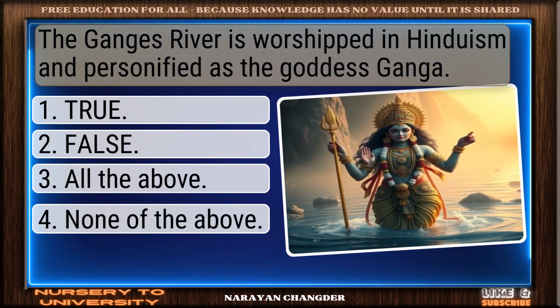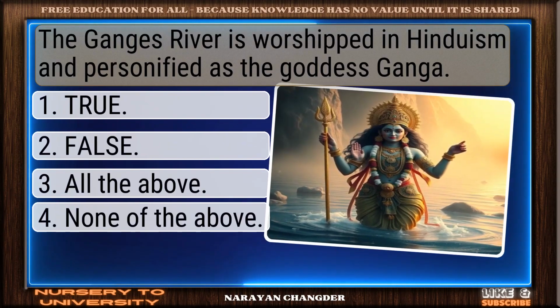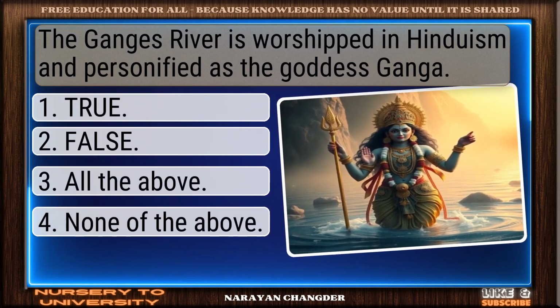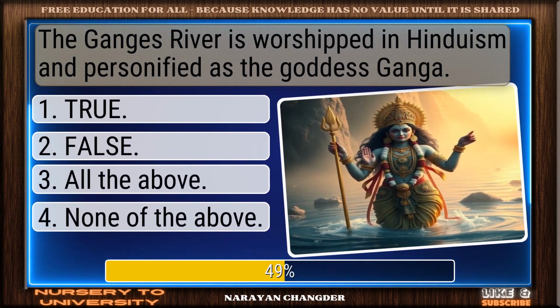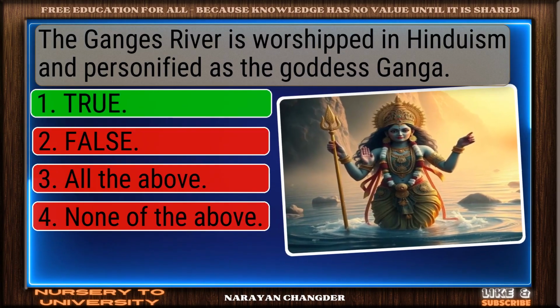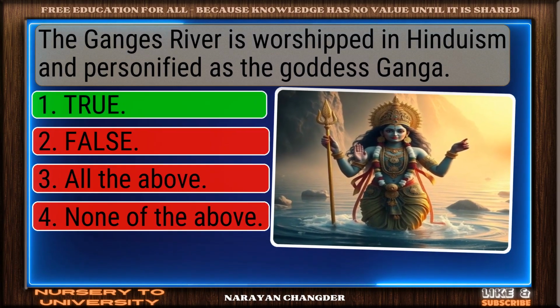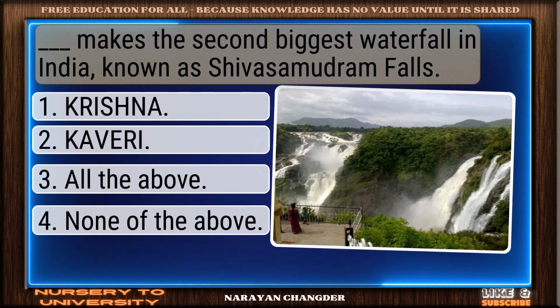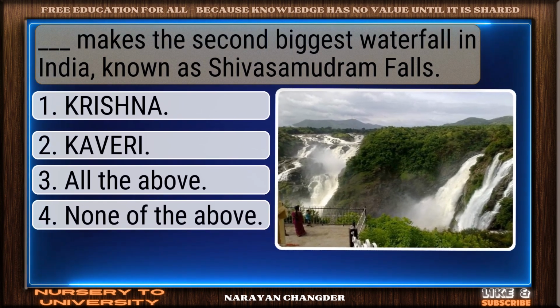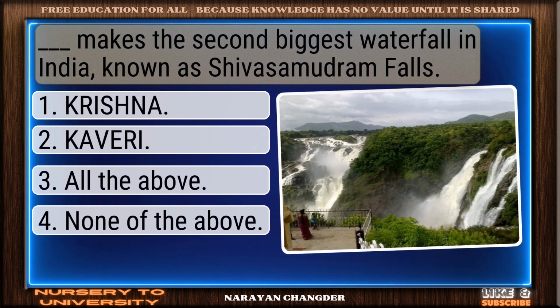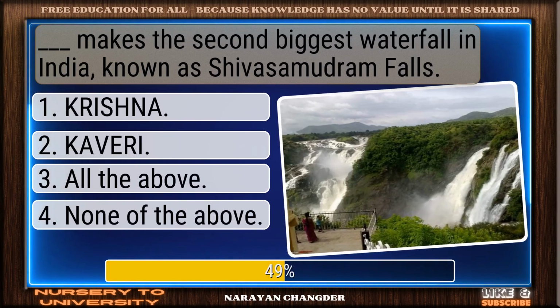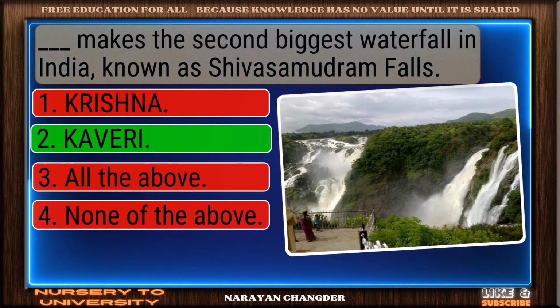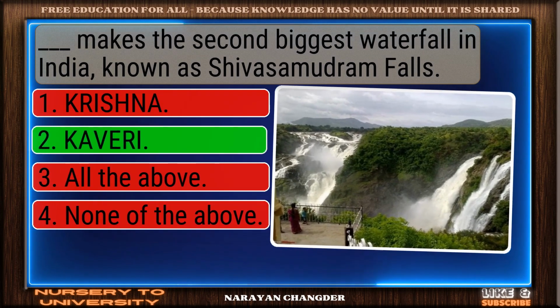Question number 53. The Ganges River is worshipped in Hinduism and personified as the goddess Ganga. Strong choice. True is the right answer. Question number 54. Dash makes the second biggest waterfall in India, known as Shivasamudram Falls. Right choice. Kaveri is the best answer.